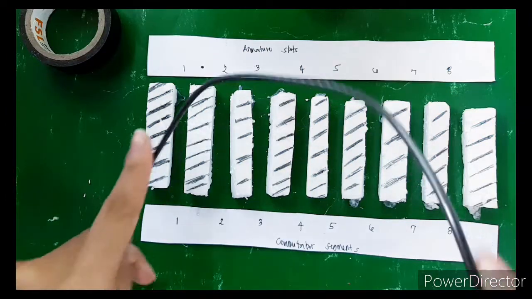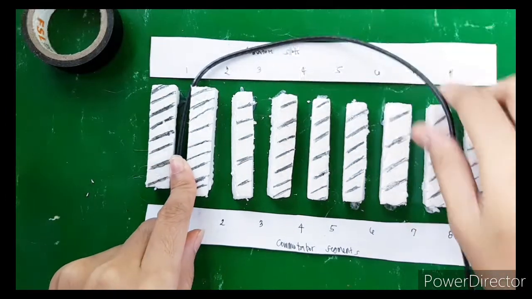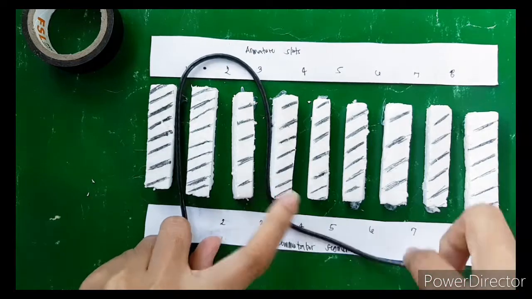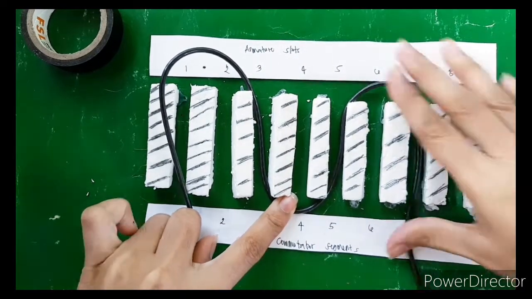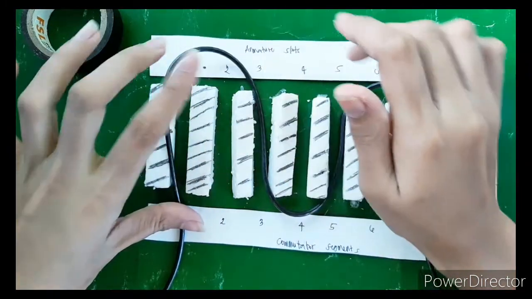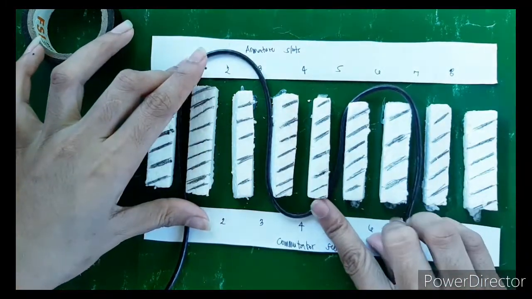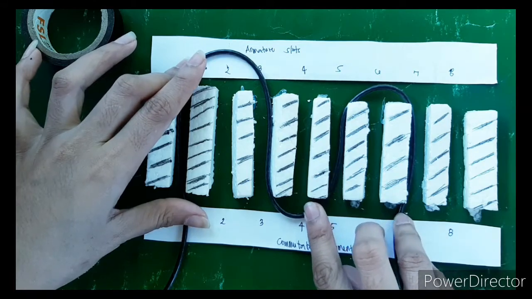And for the wave winding, we will just form a wave. We'll just form a wave for the wave winding. So our wave winding will look like this. And now let's have the wave winding. Wave winding has two subparts, which are the progressive and the retrogressive wave winding.